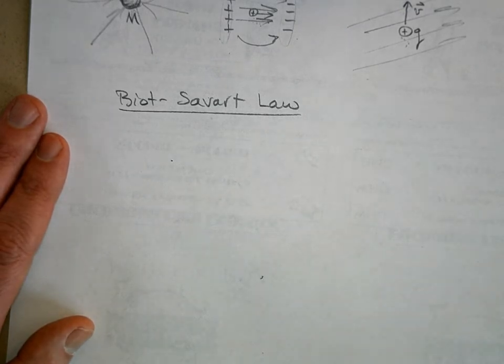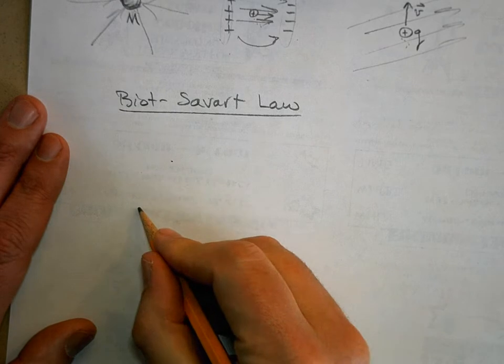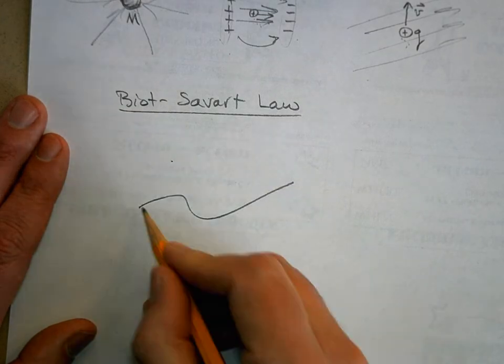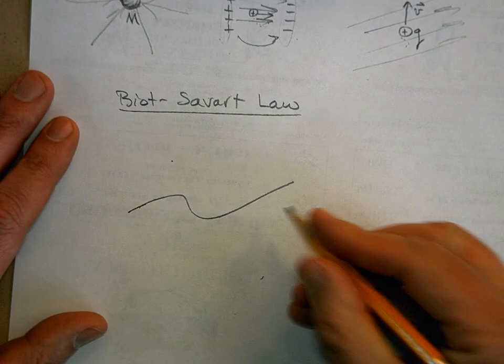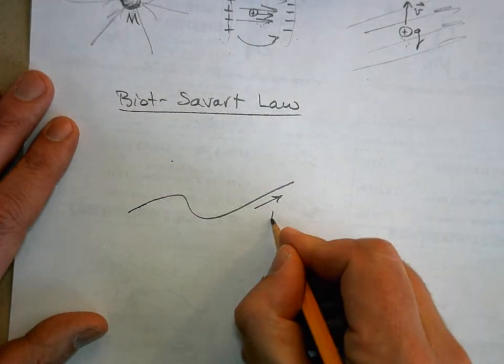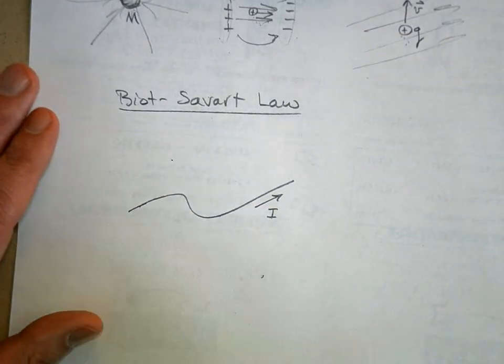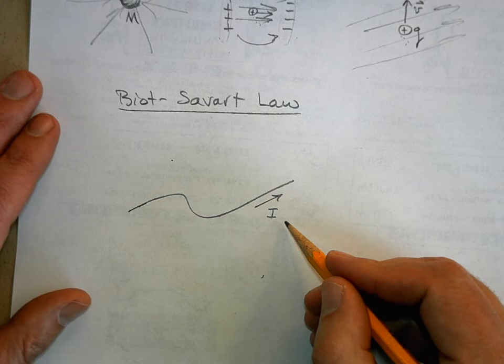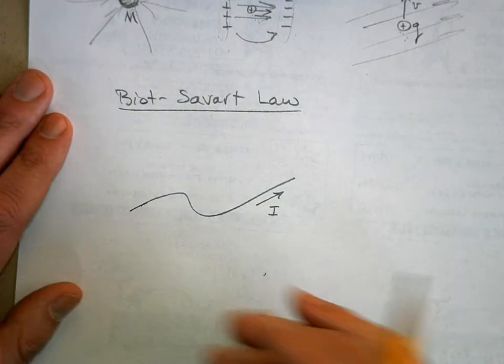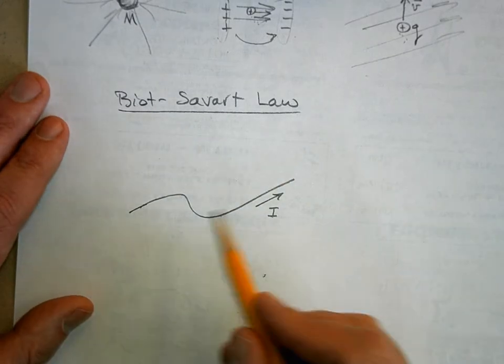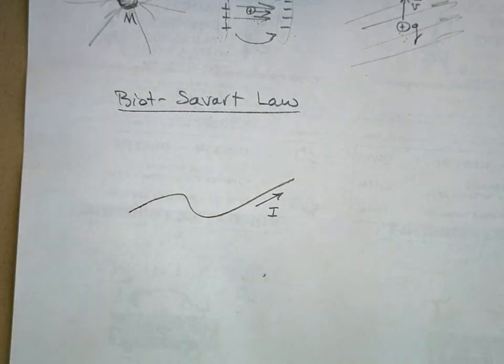Here's what they came up with. Let's just take a look at some random piece of wire, and let's say it's got some current flowing through it. Now, to keep things simple, we're going to say this current is constant. What they discovered was that if you have a current, it creates a magnetic field.